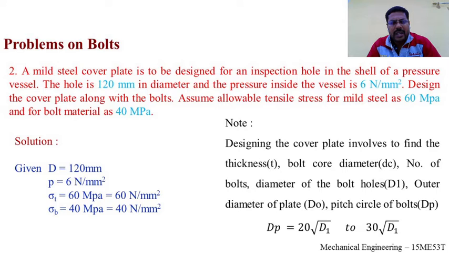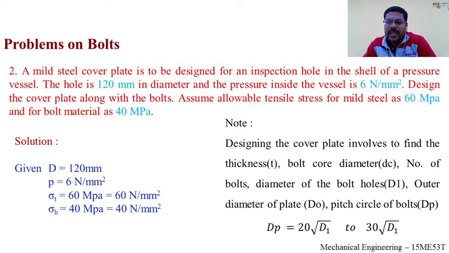Problem understanding: a mild steel cover plate, meaning the plate material is mild steel, is designed for an inspection hole in the shell of a pressure vessel. This is the pressure vessel. The hole is 120 mm in diameter. The pressure inside the vessel is 6 Newton per mm square. Design the cover plate along with the bolts. We can also find the bolt size and the number of bolts to use.